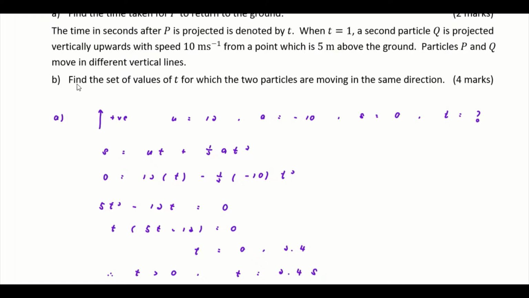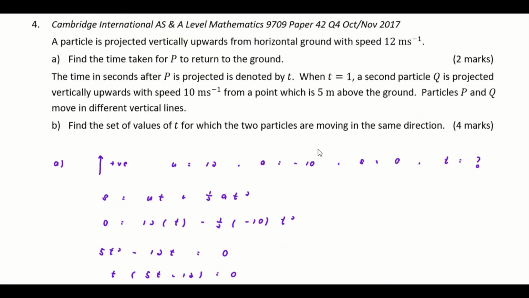So for the question of B, they want us to find the set of values of time where the two particles are moving in the same direction. Which means what is the time range that both of these particles are moving up, or the time range that both of these particles are moving down. All right, so that's the idea. For an easier approach, we can get the timing for P to go up and come down, and the timing for Q to go up and come down. All right, so let's start with P.